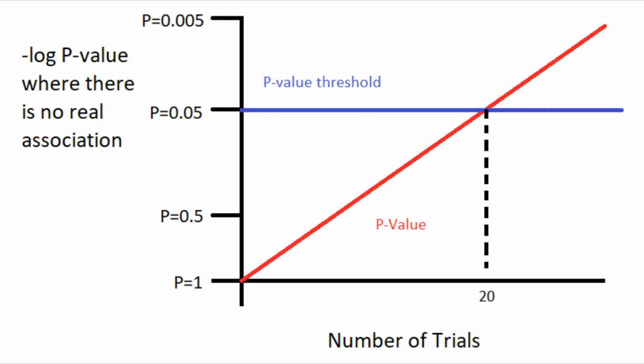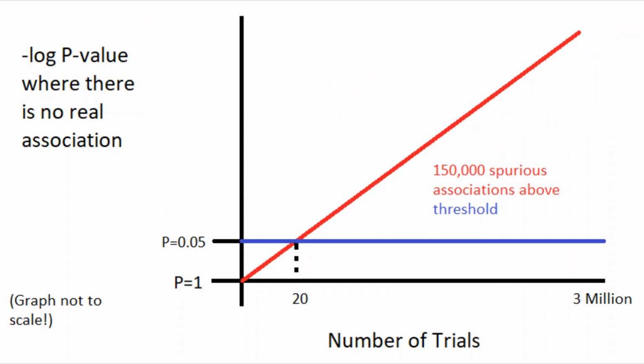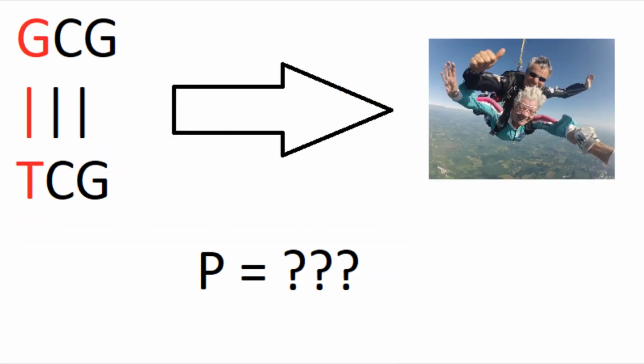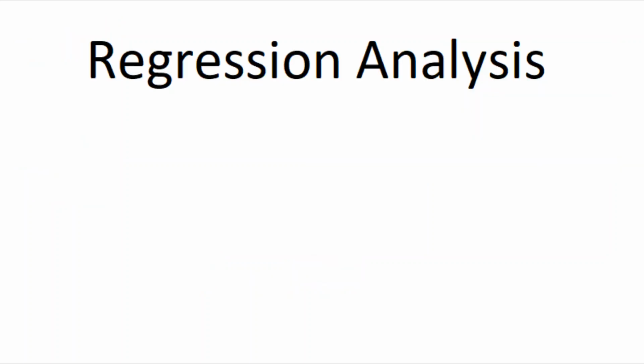In the previous video we discussed p-values and the multiple testing problem that must be accounted for in modern genomics. If you are not completely confident in your understanding of p-values, I suggest giving this video a watch before continuing with this video. Now that we understand p-values, we can look at how the p-values for associations between genetic variants and traits are calculated.